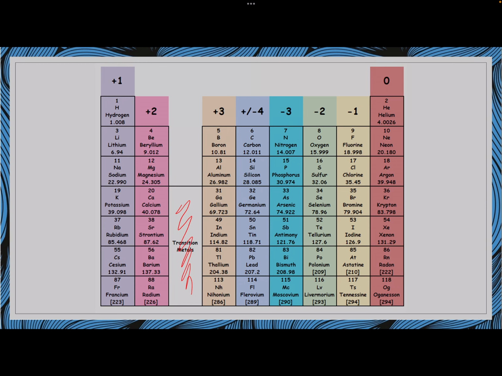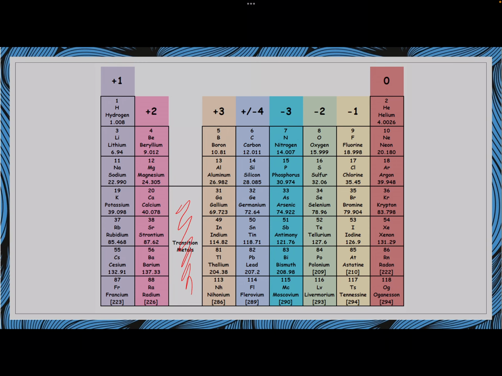Then the nitrogen ones are all going to be -3. Oxygen is going to be -2. The halogens are -1. And all the noble gases, they already have full outer shells. And this is why they're non-reactive, because they don't need to react. They don't need to gain electrons. They don't need to lose electrons. They've fulfilled the octet rule. They're already happy as they are.